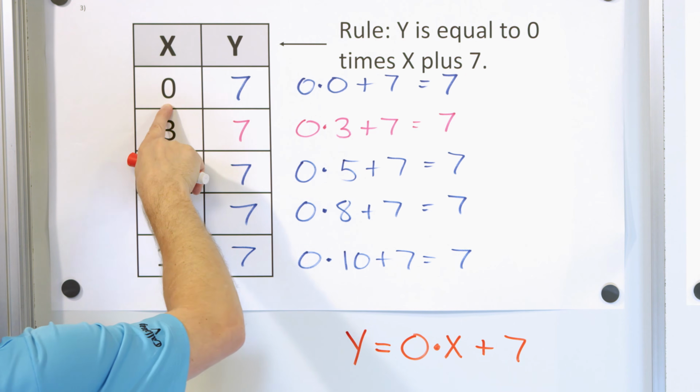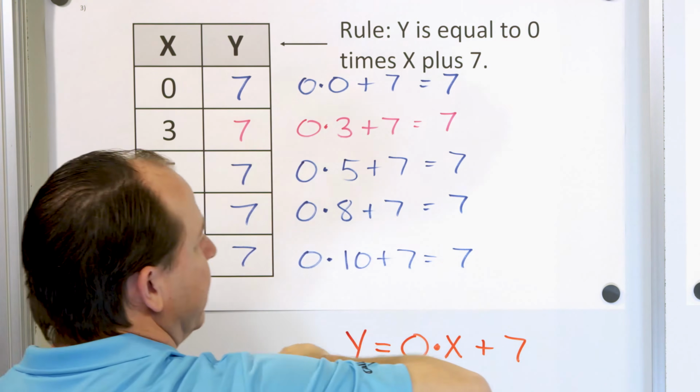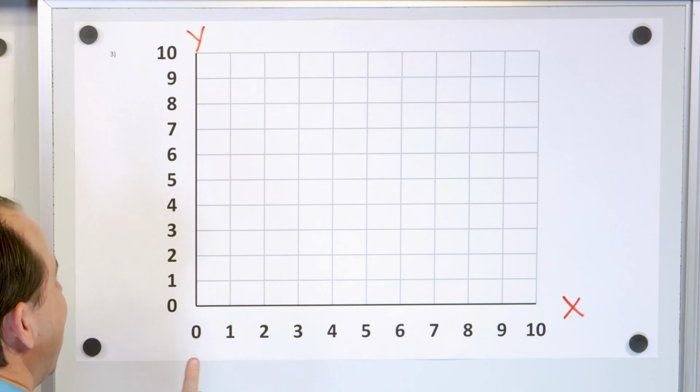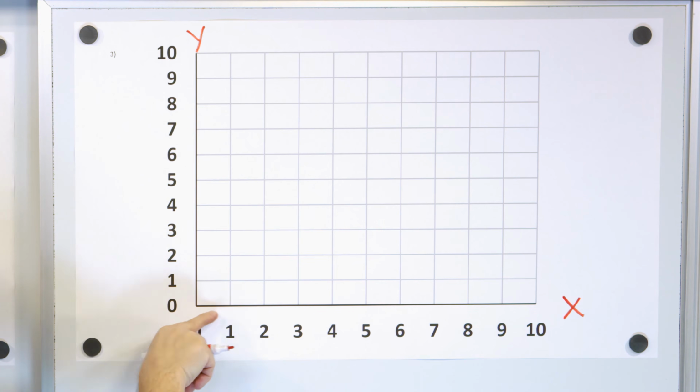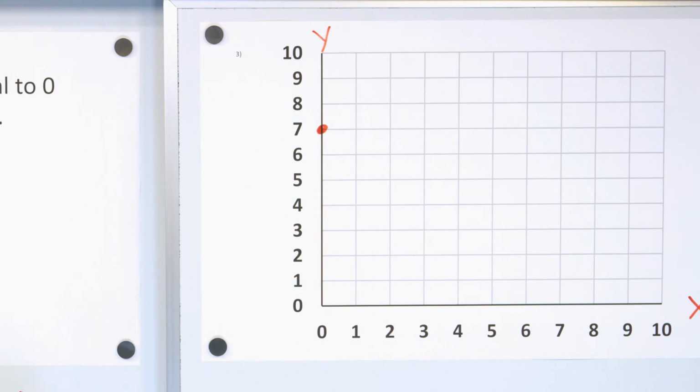So x is 0, y is 7. Remember, the x direction is this direction. The y direction is this direction. So x is 0. That means you don't even go that way at all. But y is 7. 1, 2, 3, 4, 5, 6, 7. That means there's a dot right here.